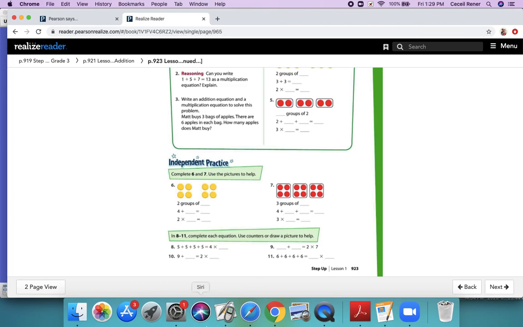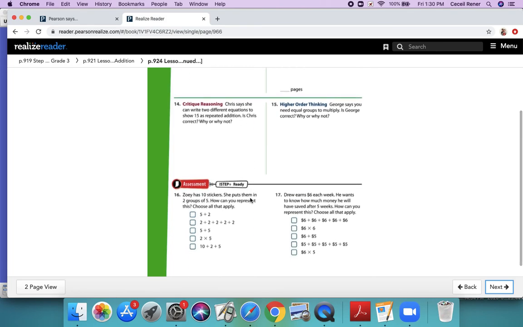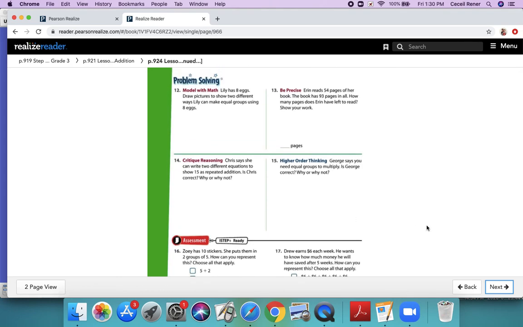So now let's see what else we need to do. Let's go to our next page and see if we have anything too tricky. Now here, you're going to have to draw pictures. It says you have to model with math, so you're going to be drawing some pictures. I think you'll be able to do this quite easily, and this is what you're going to have to do. Good job, boys and girls. Good job.